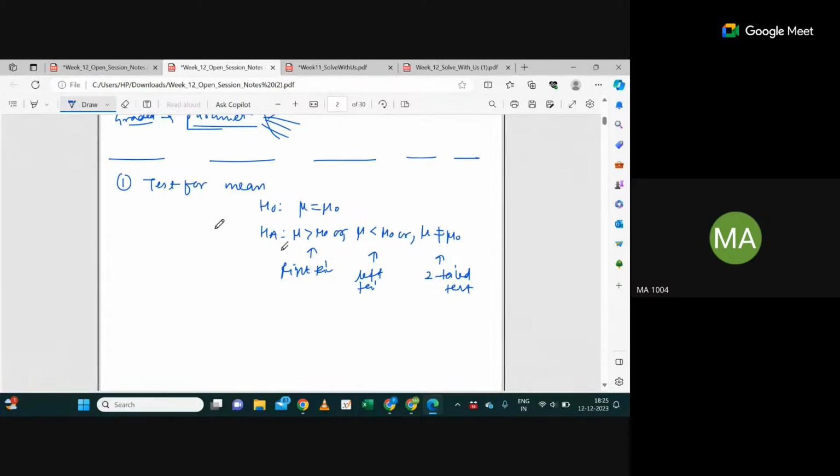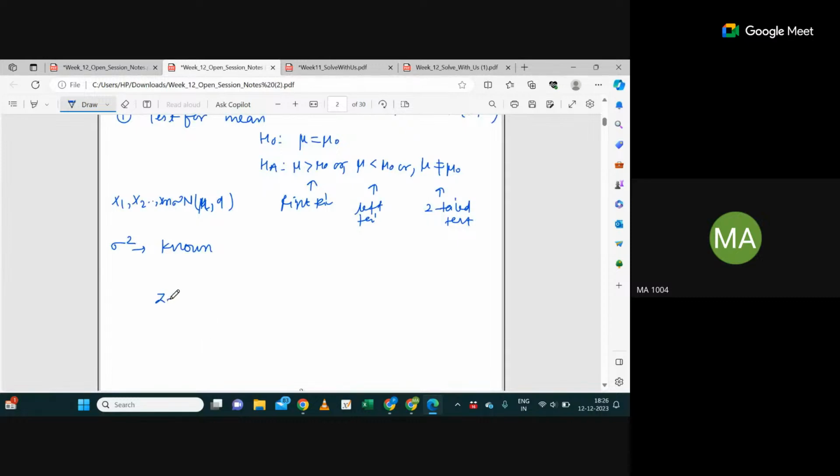If we have to test for mean, suppose samples are given x1, x2, ..., xn. Let's say these are all IID normal mu comma some variance. Then we have to test mu is equal to mu naught, some specific value given to you. Now, if this variance is known to us, for example x1, x2 up to xn are normal mu comma 9, then we have to use the Z test.